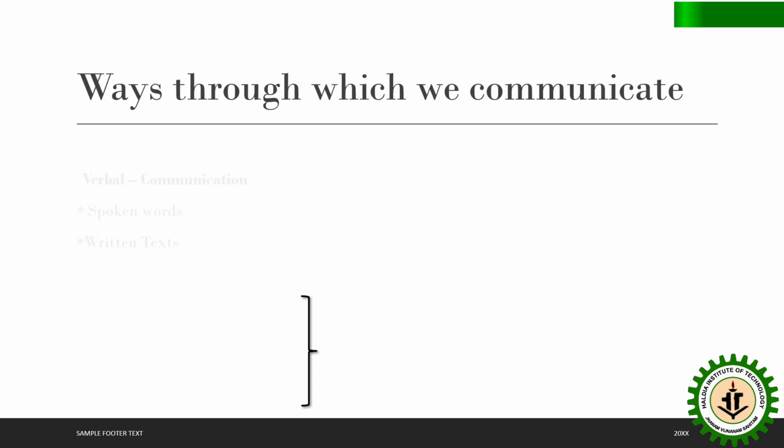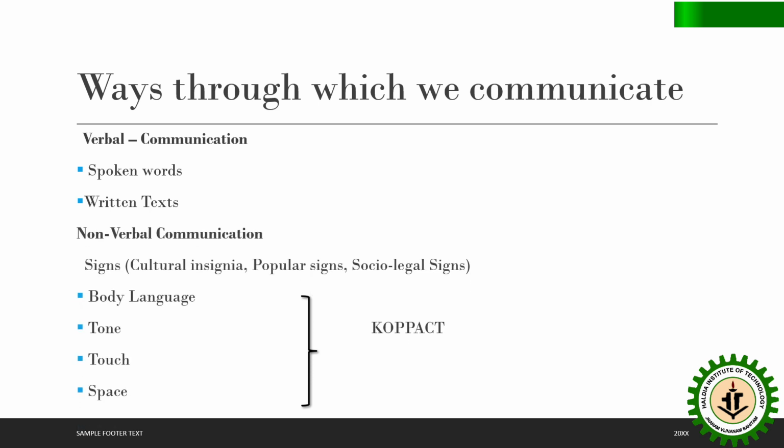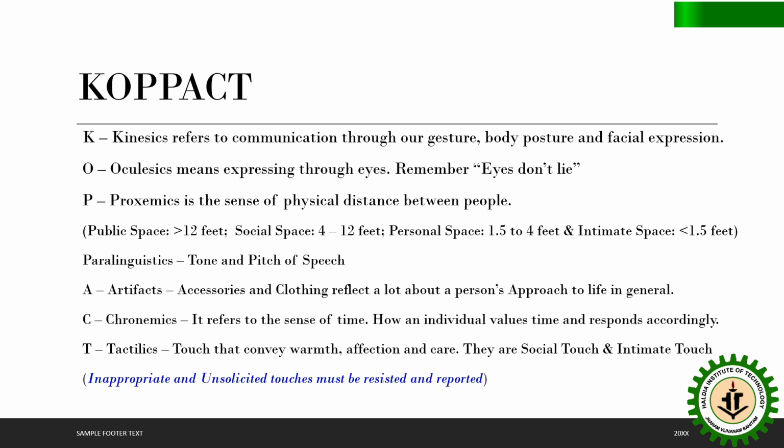Ways through which we communicate. We communicate through two ways, spoken words and written text. And there are non-verbal cues as well: signs, cultural insignia, popular signs, socio-legal signs, then body language, tone, touch, space. These all come under the compact theory of non-verbal communication, which I'll explain in the compact.